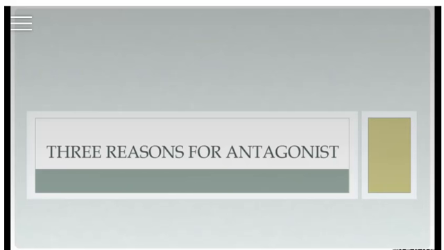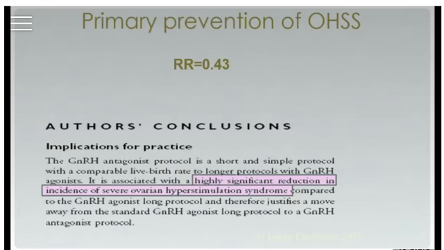Second, in a meta-analysis, the authors show that there is as much efficacy with the same live birth rate, so the same efficiency for less risk of OHSS. And these authors consider this treatment a primary prevention of OHSS. And they said that for every 55 women treated with the antagonist instead of agonists, one woman hospitalized for OHSS is avoided.